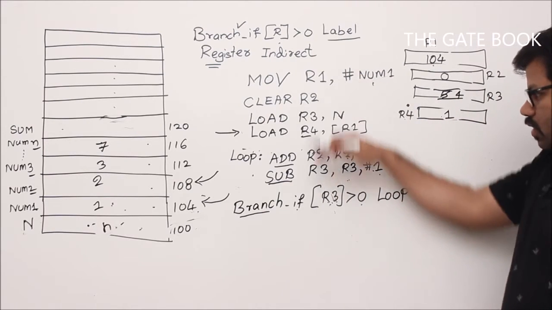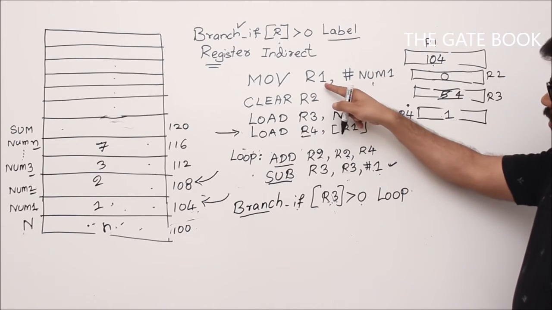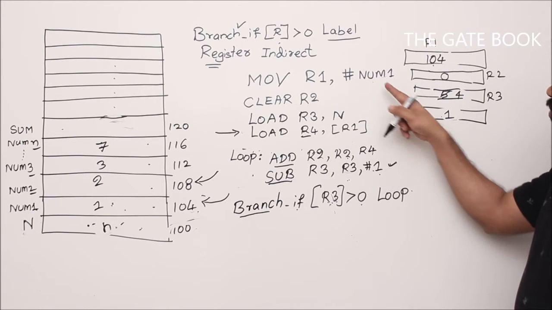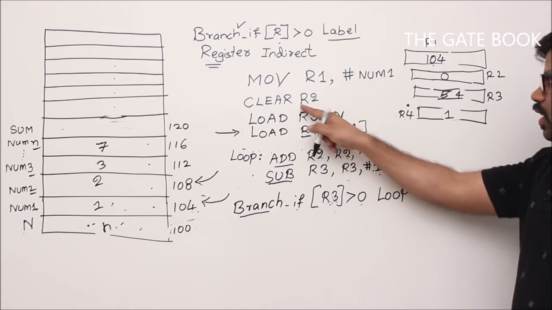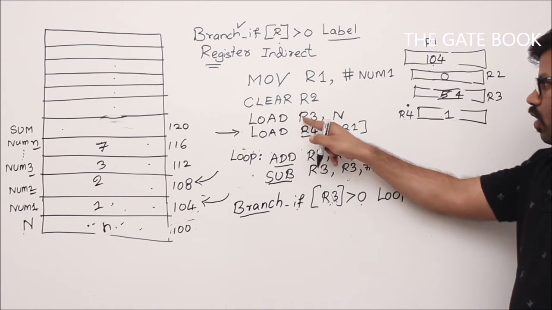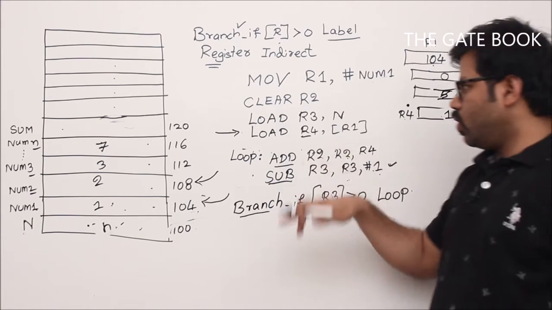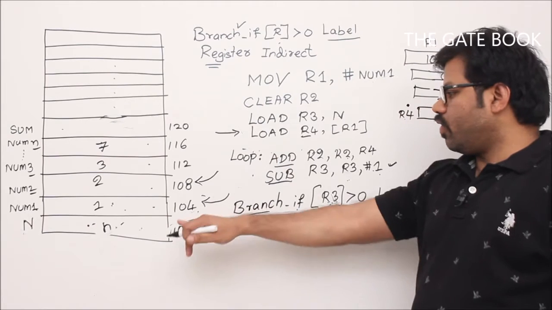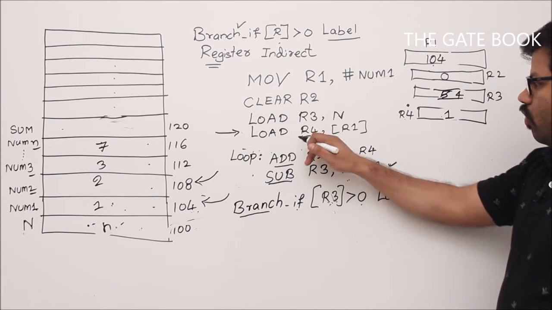Now let us execute all these instructions one by one and try to understand. Move R1, hash number 1. What happens? Hash number 1. Number 1 means 104. 104 will be moved to R1. Perfect. Clear R2. R2 will become 0. Load R3 comma n. So into R3 we have loaded n. This is absolute mode. Then n will be the address. We will go to there. And you get what? 5. So 5 will be loaded into R3. Then load R4.